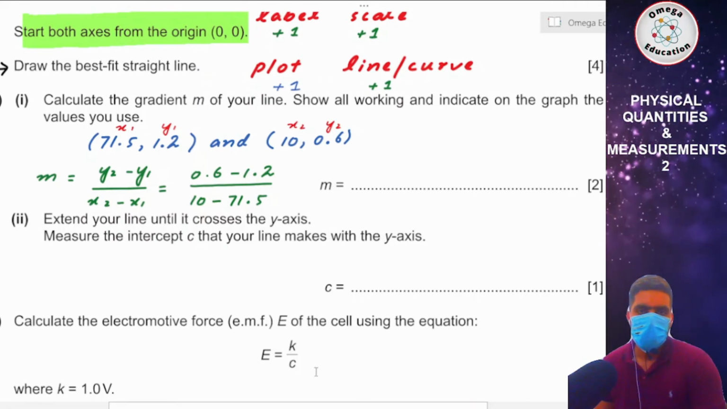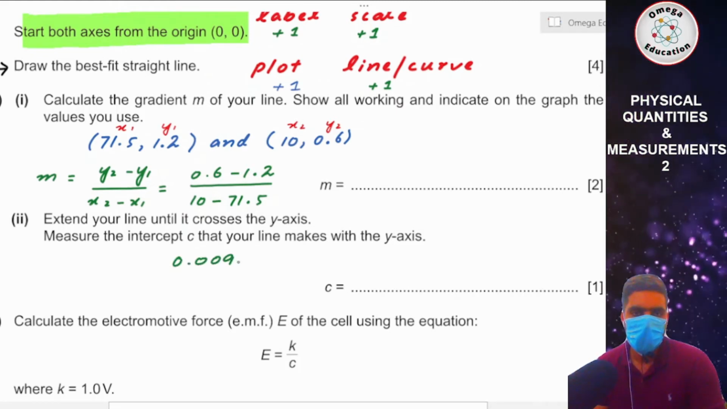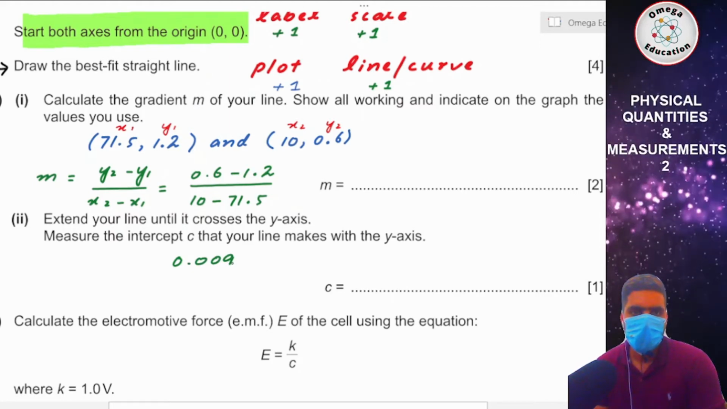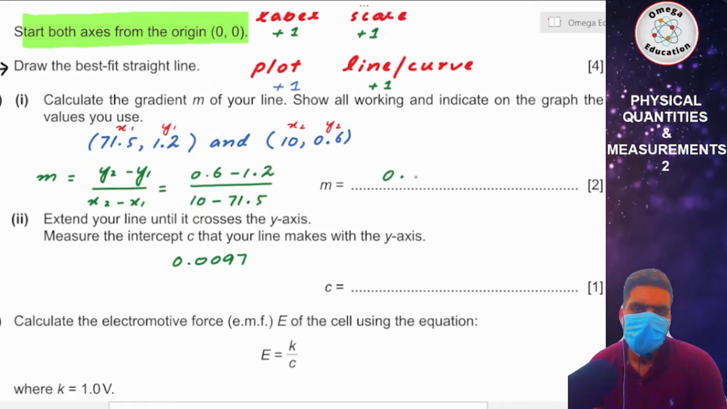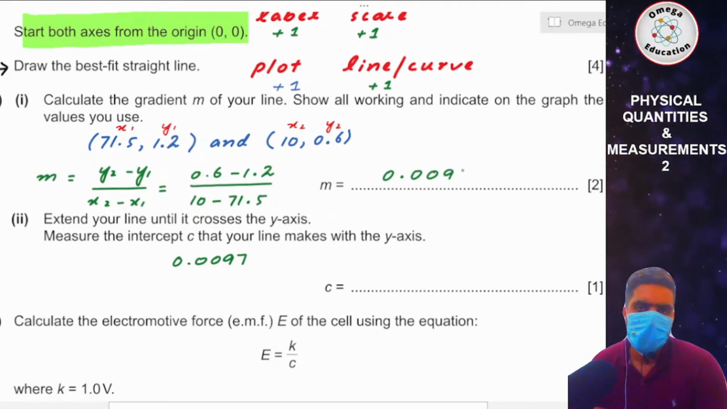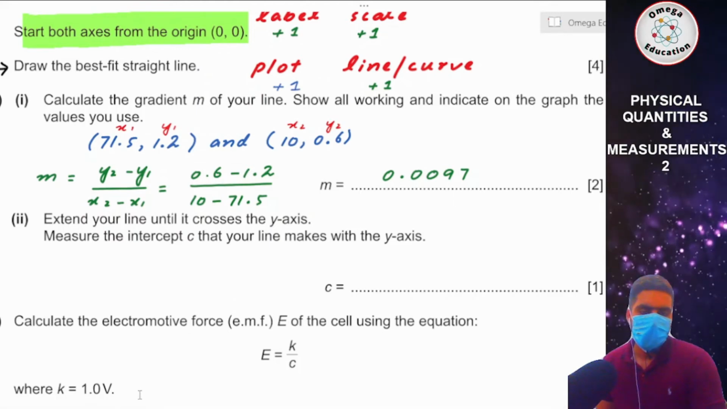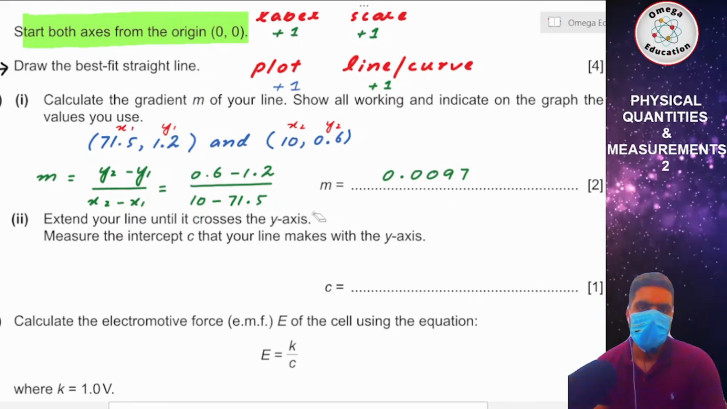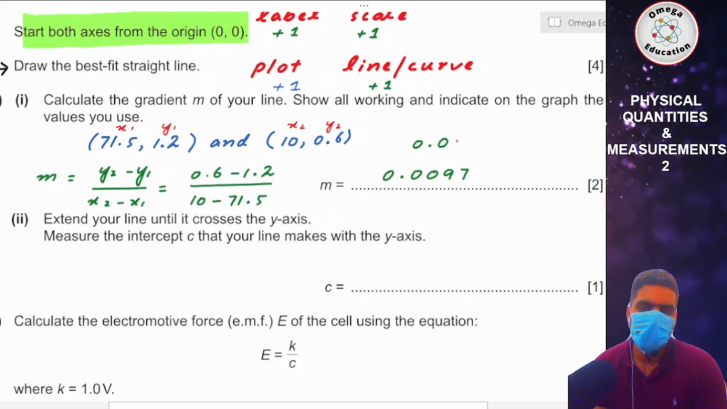0.009 followed by any other digit do we have? So 0.0097, yeah. So 0.0097. If you want to write it in one significant figure, then that would be 0.01.